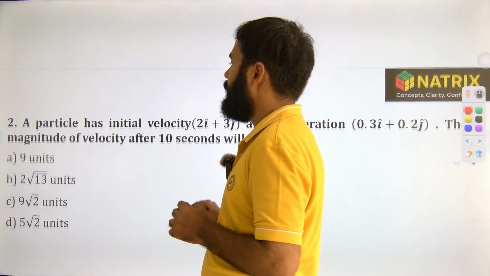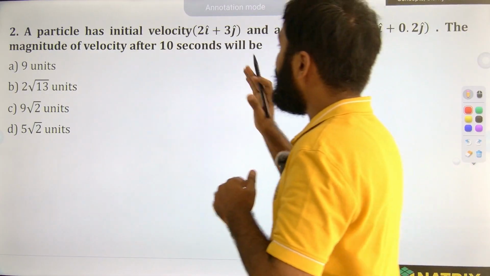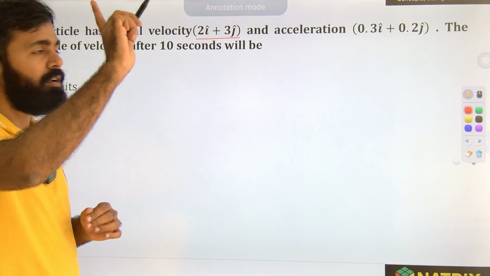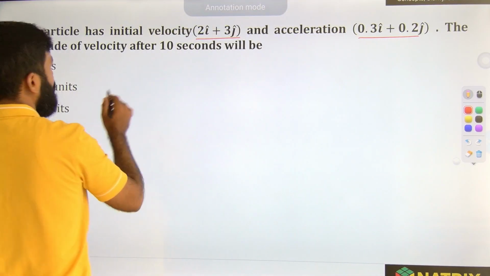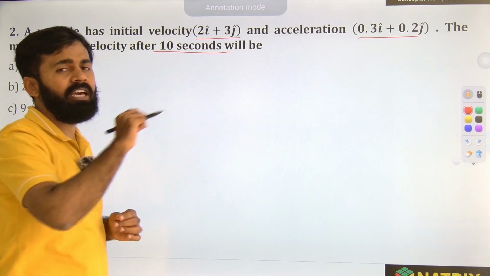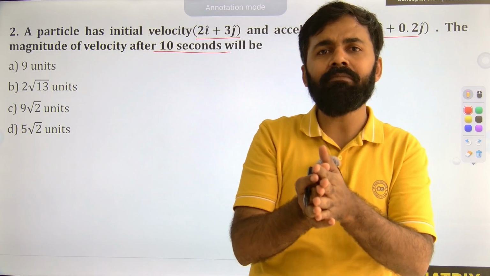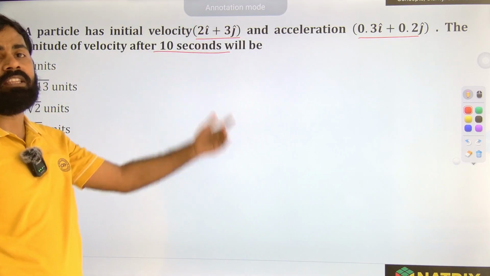So yes, let's look at the second one now. A particle has an initial velocity, they have given initial velocity, then they have given acceleration, then they have given magnitude of velocity after 10 seconds they are asking. So as they are asking magnitude, what you guys will do is, you will start calculating the magnitude.